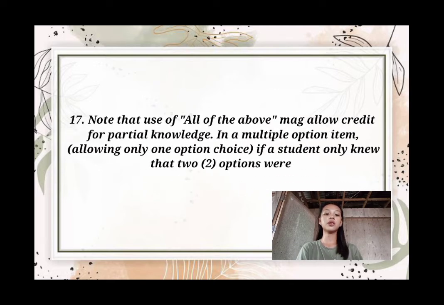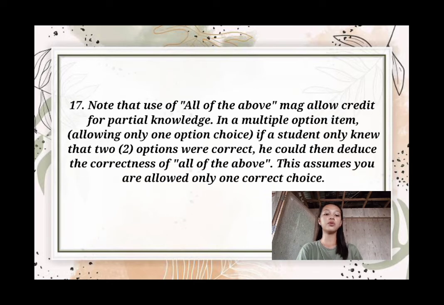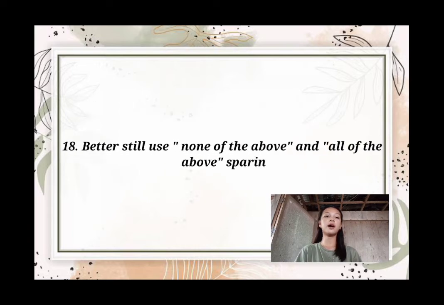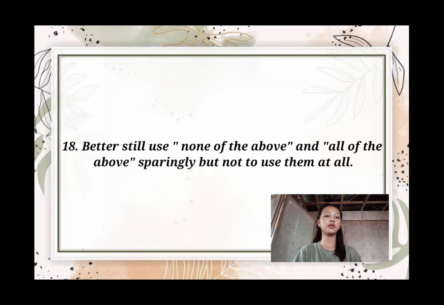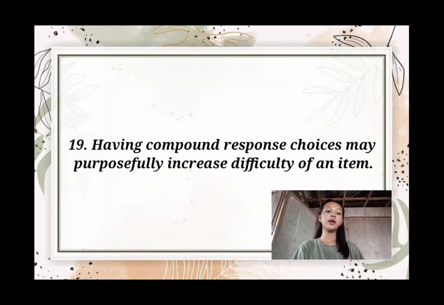In a multiple option item, allowing only one option choice, if a student only knew that two options were correct, he could then deduce the correctness of all of the above. This assumes you are allowed only one correct choice. 18. Better still, use none of the above and all of the above sparingly, if not to use them at all. 19. Having compound response choices may purposefully increase difficulty of an item.